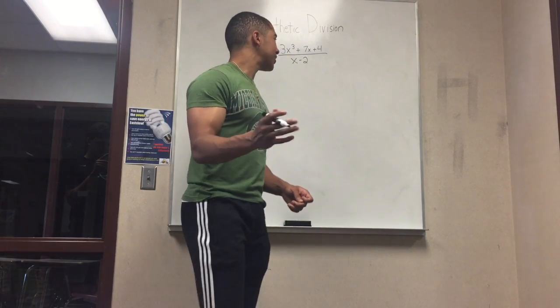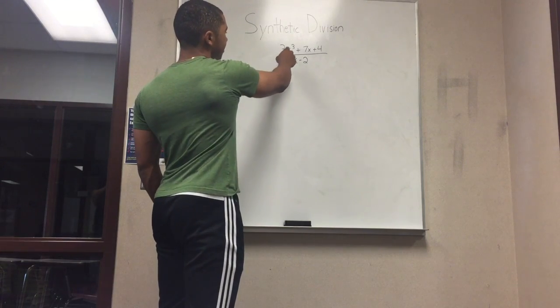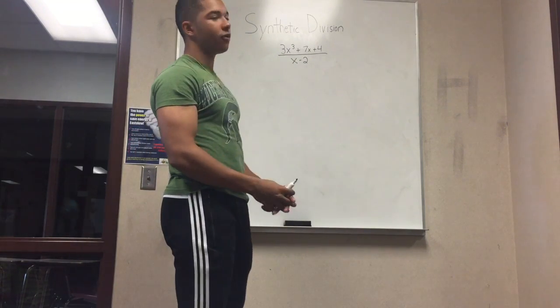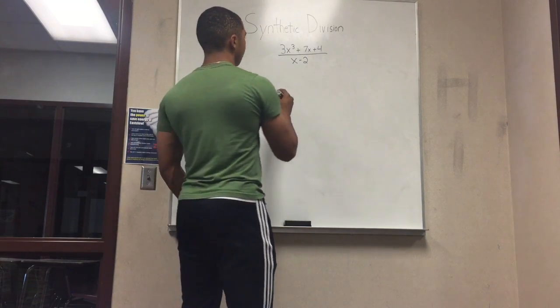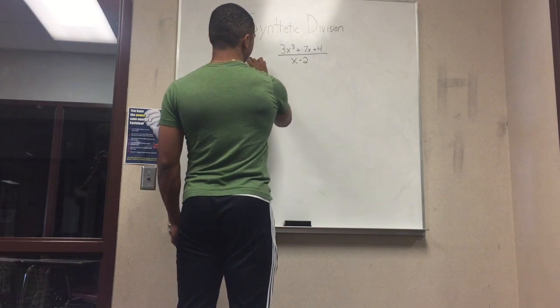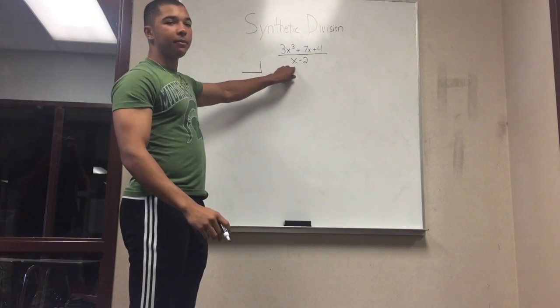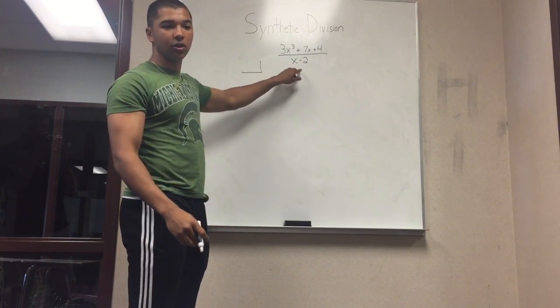So now we're going to work on synthetic division. So the equation we have for this is 3x to the third plus 7x plus 4, all divided by x minus 2. So the way you set this up is, you have a little spot here. So for the way you're dividing by, which is x minus 2, you want to put the value here that will make this equation 0, which would be 2.